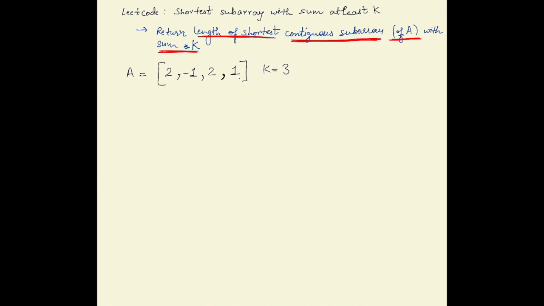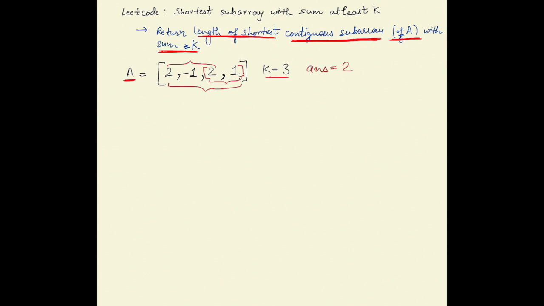For example, if our given array A is this and k is equal to 3, then we have 3 subarrays whose sum is greater than or equal to k. We have this subarray whose sum is 3, this subarray whose sum is 3, and this complete array whose sum is 4. Out of these subarrays, the one with the shortest length is this one, 2, 1, and hence the answer is 2.